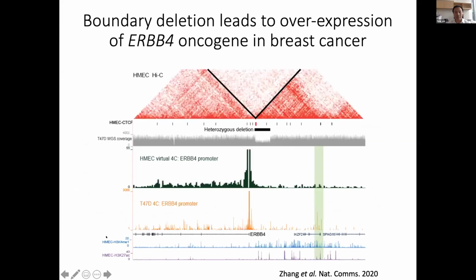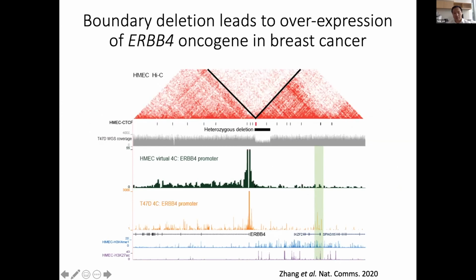Okay. All right, so once we make these predictions in these 50 cancer cell lines and 12 cancer tissues, we perform a series of functional validation. In this case, this is a Hi-C map in HMEC, a normal breast epithelial cell line. So this is the TAD boundary. What we found is that in T470, the breast cancer cell line, you can see there's a big deletion in this region. This actually happens right next to the famous breast cancer gene ERBB4.